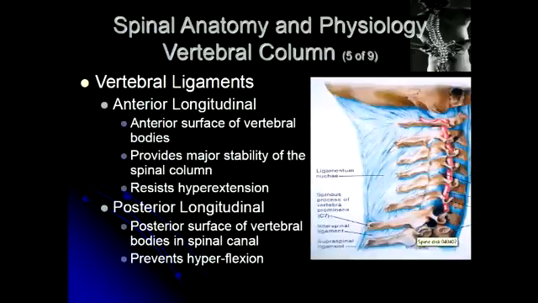Your body also has, in addition to the bones and the things we just talked about, ligaments. You have ligaments in front of the spinal cord and ligaments in the back. These ligaments help hold everything together and help with articulation.